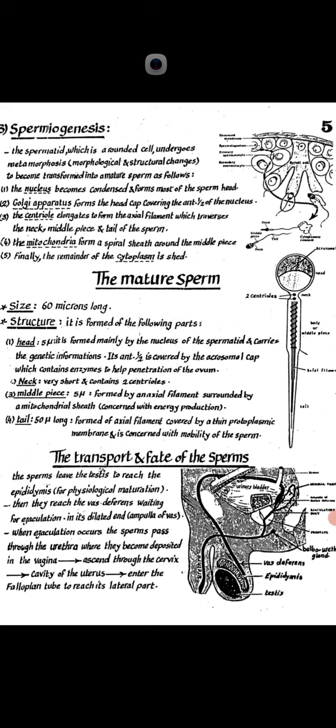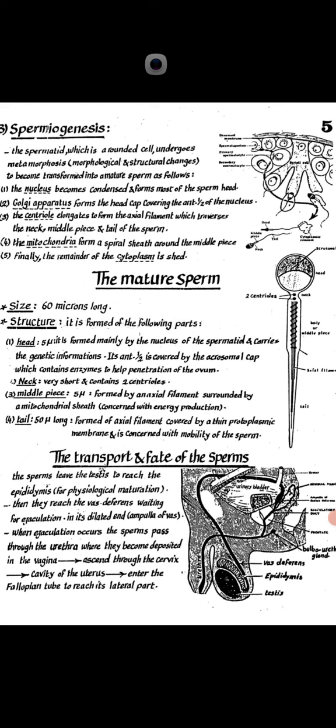Now come to the transport and fate of the sperm. The sperm are transported after the seminiferous tubule. In the testes, after the seminiferous tubule, the sperm come to the epididymis for physical maturation. After that, they go to the vas deferens for storage, and in the vas deferens they are ready for ejaculation. If there is no ejaculation, they die and are recycled.